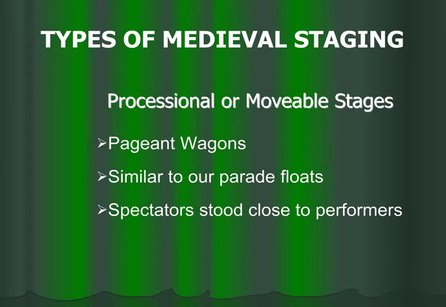The movable stage was called a pageant wagon, and it moved through the streets while the audience stayed in one place. Our parade floats are representative of these movable pageant wagons. And so sometimes what they would do is each scene would be on a pageant wagon, and so each scene would move to groups of people. So as a performer, you might wind up doing your part of the scene 6 or 7 times.